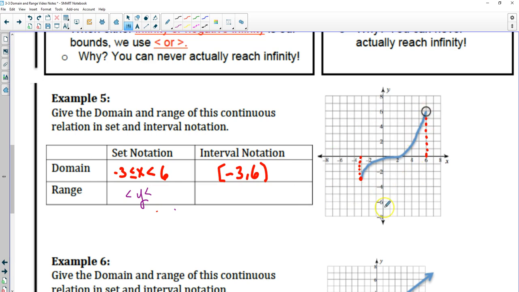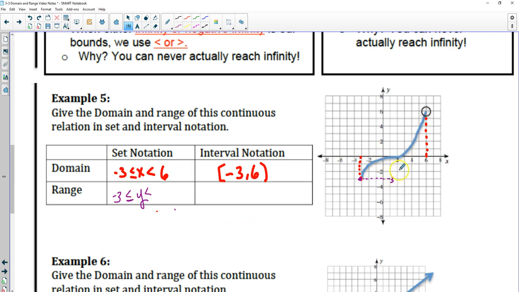But so I'm going to come over to my function, and I'm going to start at the very bottom. I'm going from bottom to top here. The lowest y value is -3. Okay, so that means I'm going to put a -3. This is a closed circle at -3. It truly does include -3, so I'm going to put equal to.